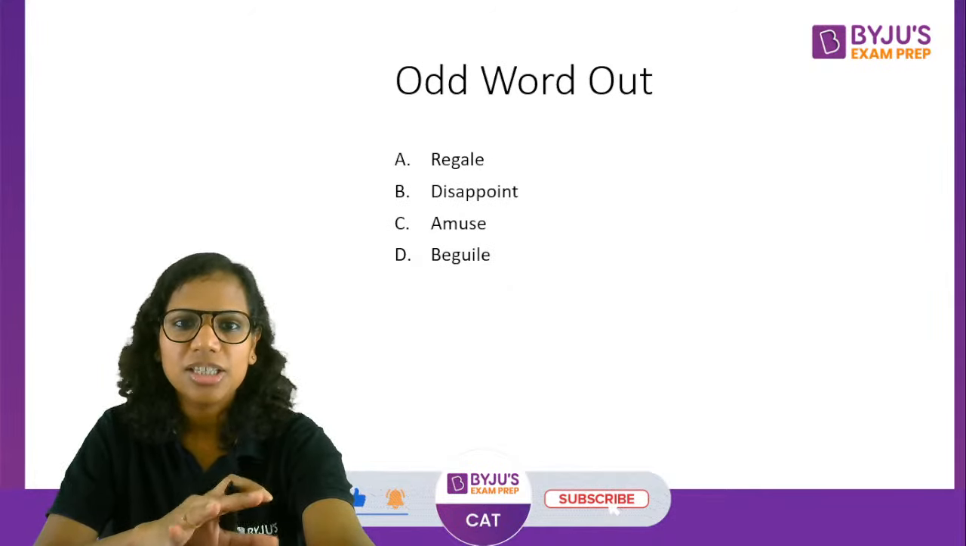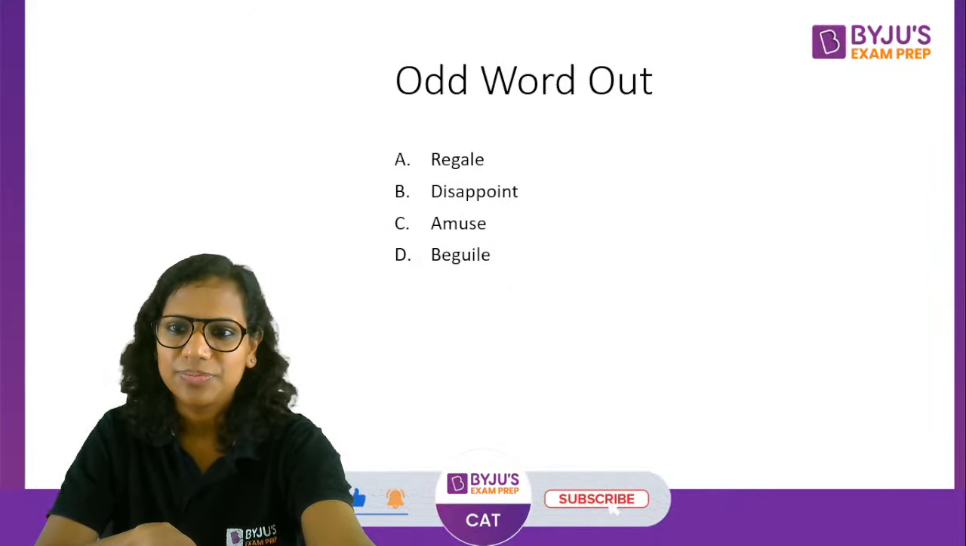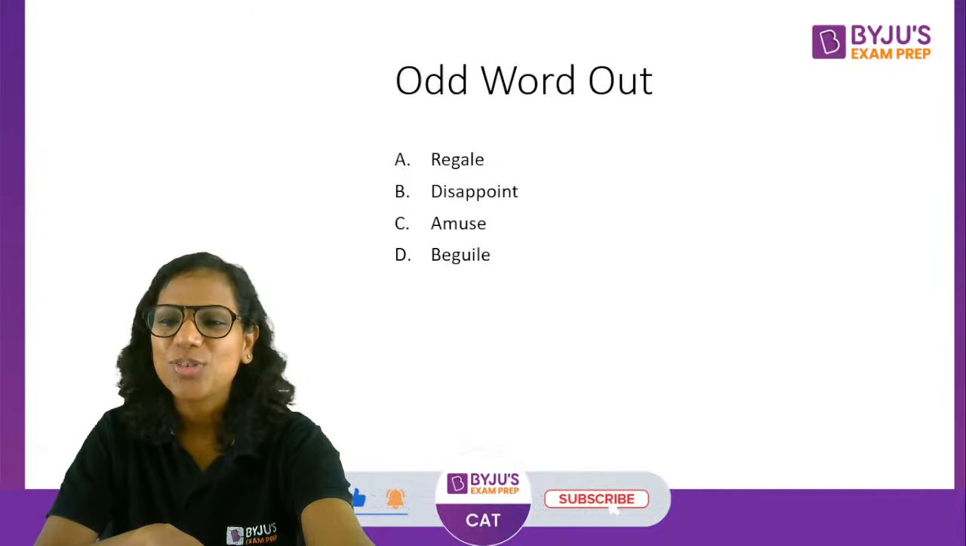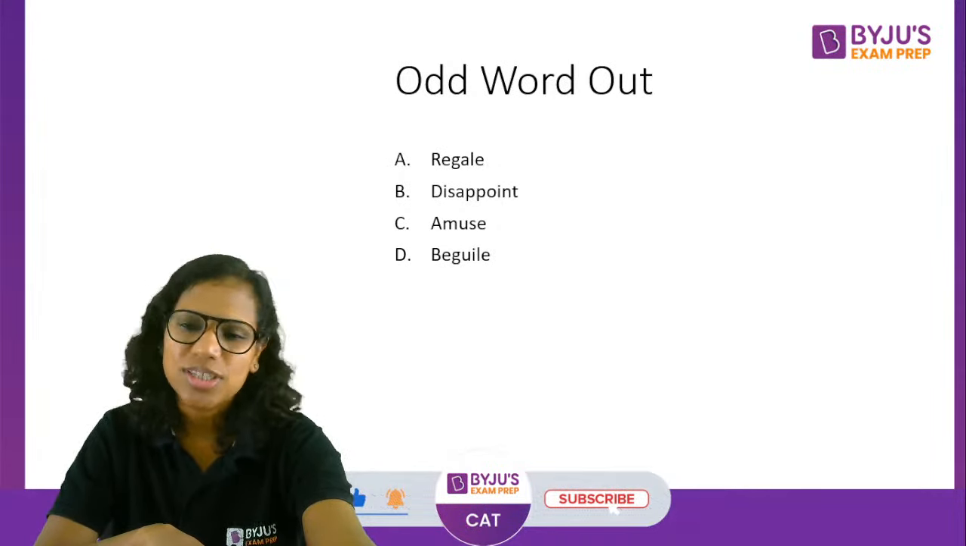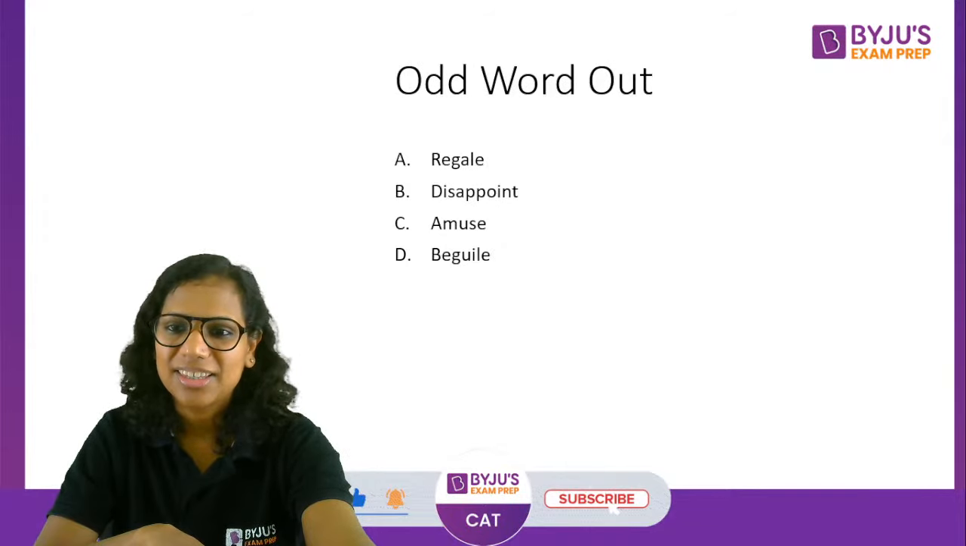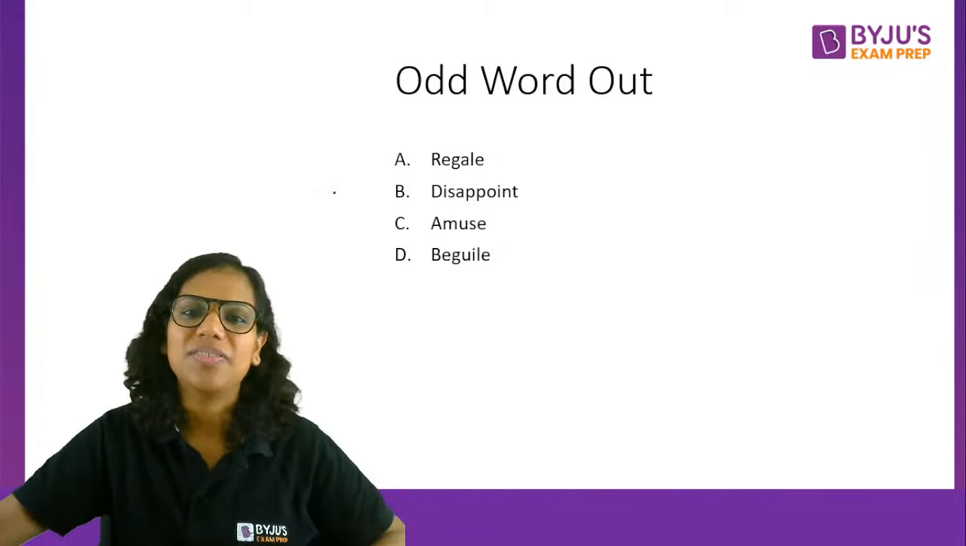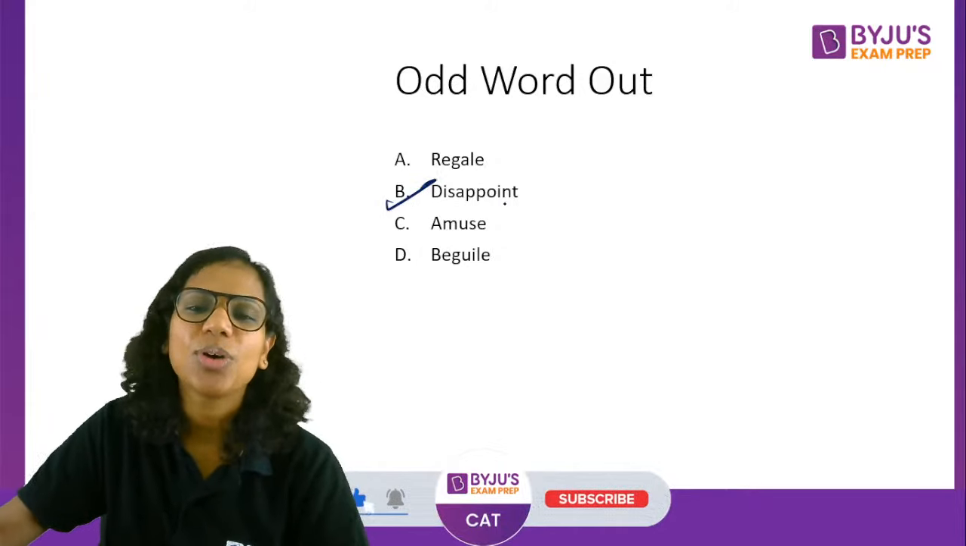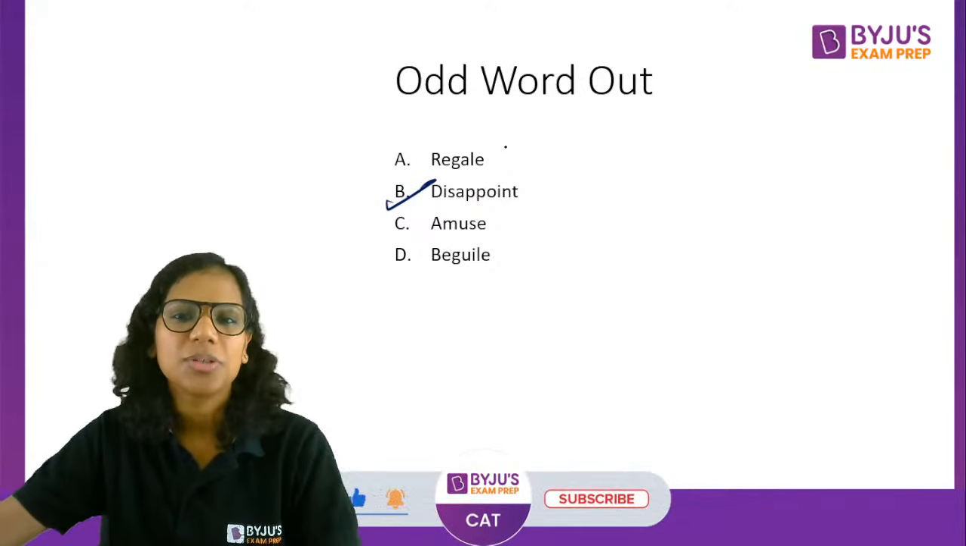Okay, Nihar, Aditya, they say C. Varun says D or A. Alright. Adarsh says B. So I've got A, B, C, D for them. Okay. Gaurav also says B. Sony says B. Very good. All three of you are correct. Disappoint is the odd word out here.